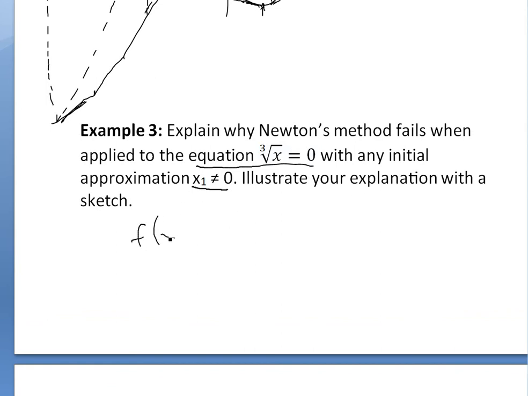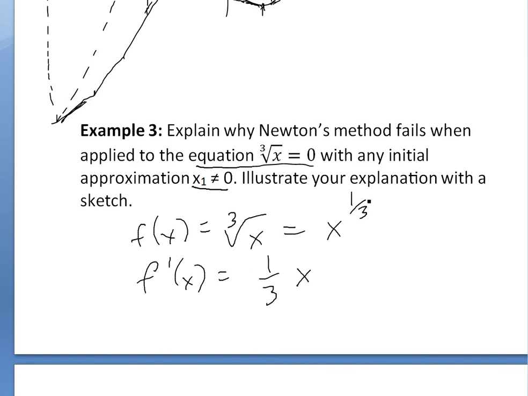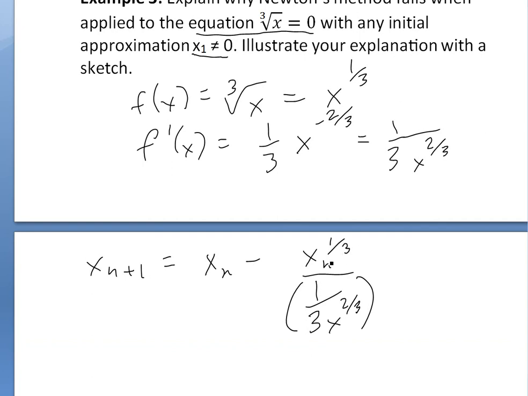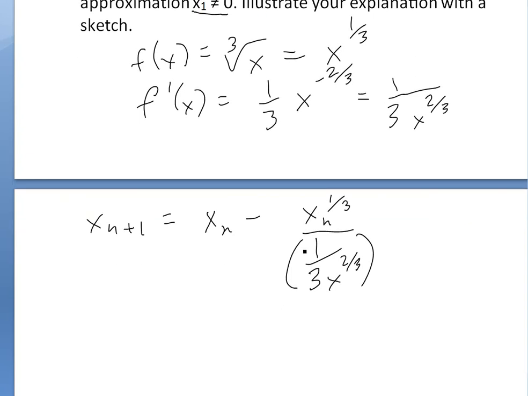Basically, f(x) in this case is equal to the cube root of x, or just put x^(1/3) here. I just like writing it like this. Now, taking a derivative, this is going to be 1/3 x to the power of 1/3 minus 1, that's negative 2/3, so 1/3 x^(-2/3). And now we're just plugging into Newton's formula here. x_(n+1) is equal to x_n minus the f of x here, divided by the f prime here.